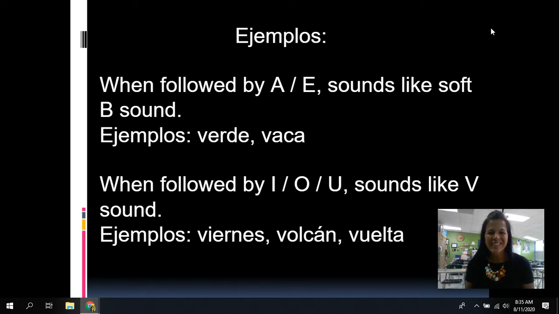So viernes, Friday, volcán, volcano, vuelta. Okay, honestly, at least in my family, most Hispanics just say verde, vaca, viernes, volcán, vuelta. They don't really follow the grammar rules, just like English speakers don't always follow grammar rules. So if you get these mixed up, we'll still know what you're saying. And even a lot of Hispanics don't follow, like I said. So not a huge deal, but I do want you to know the rules.